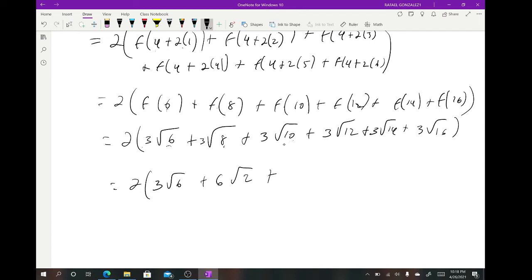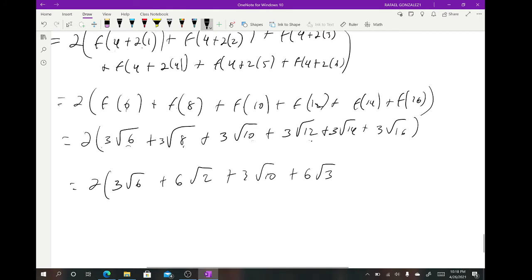This is 2 and 5, so we could leave this as this. This is 4 and 3, so we're going to get 6 radical 3. This is 7 and 2, so we keep it the same. And the square root of 16 is 4, so 3 times 4 is 12. The nicest one is the last one.